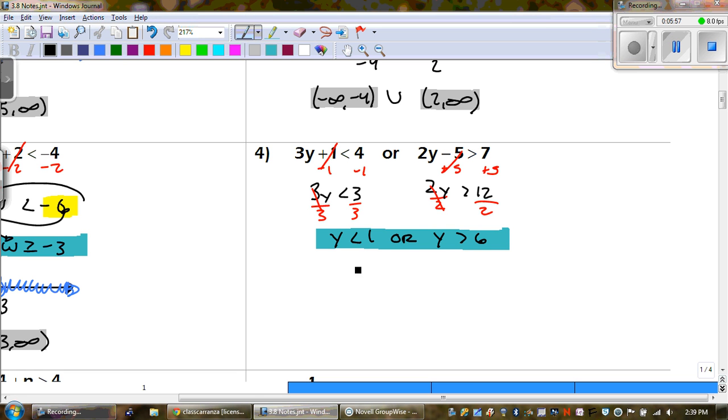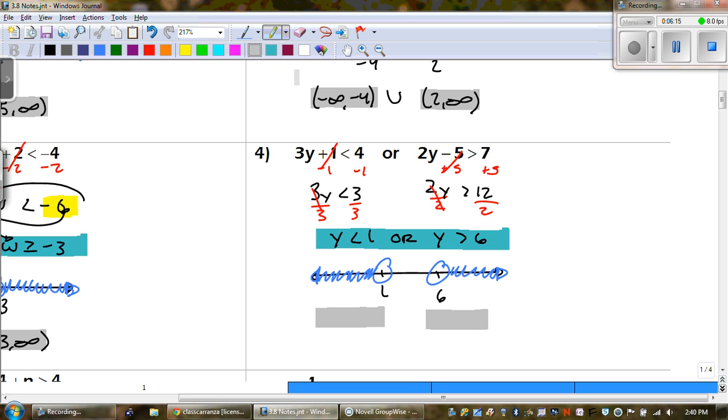Okay, when you're done with that, you should have gotten y is less than 1 or y is greater than 6. You didn't have any flips or anything to do there. So at 1, we're open and we shade to the left. And at 6, we're open and we shade to the right. And now putting that in interval notation, -infinity to 1, and it's open, union, open at 6, and that goes to positive infinity.